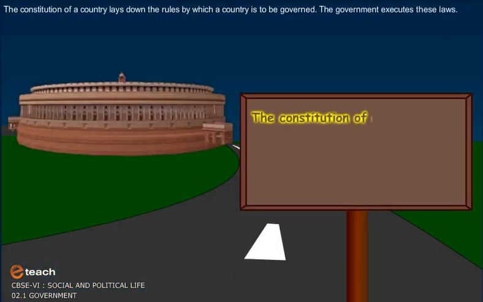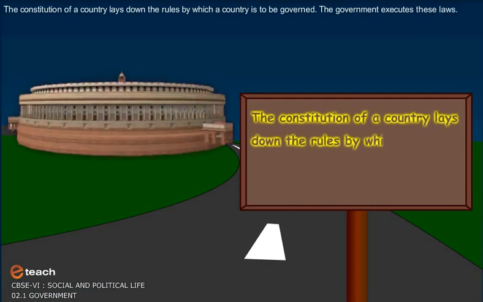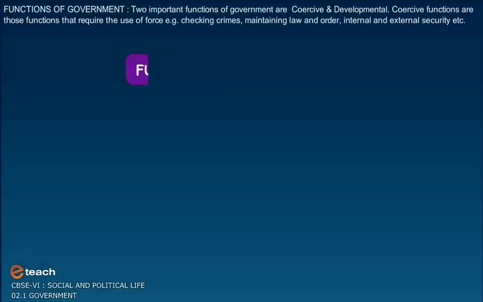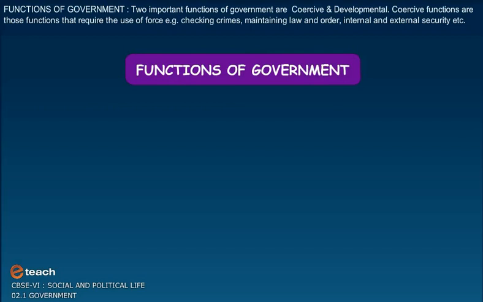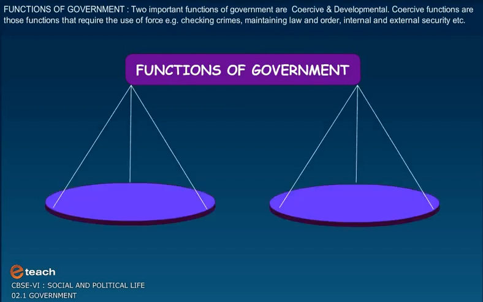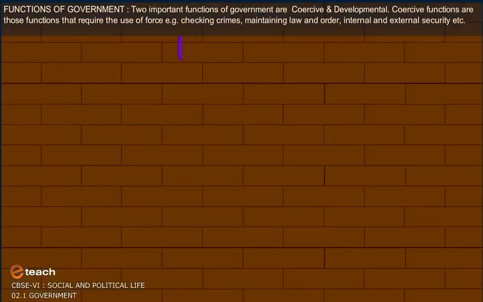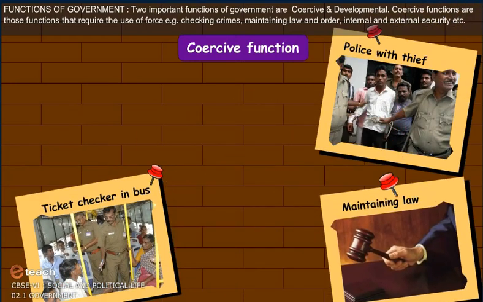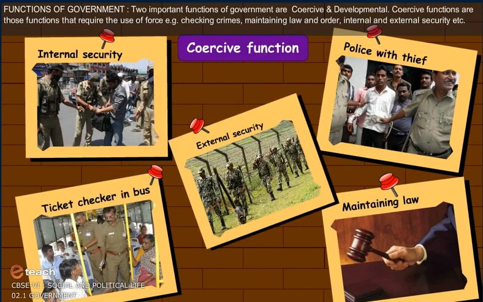The constitution of a country lays down the rules by which a country is to be governed. The government executes these laws. Functions of government. Two important functions of government are coercive and development. Coercive functions are those functions that require the use of force. For example, checking crimes, maintaining law and order, internal and external security, etc.